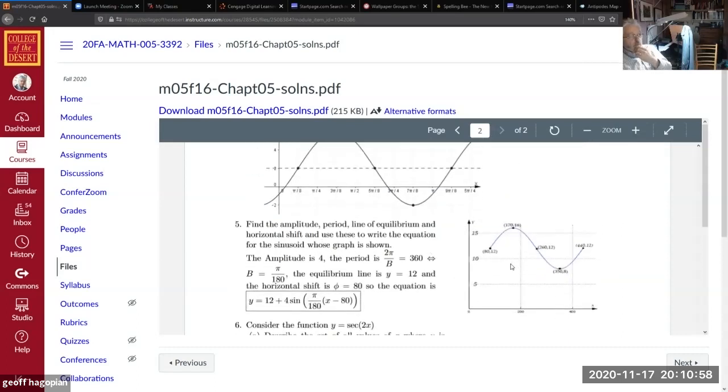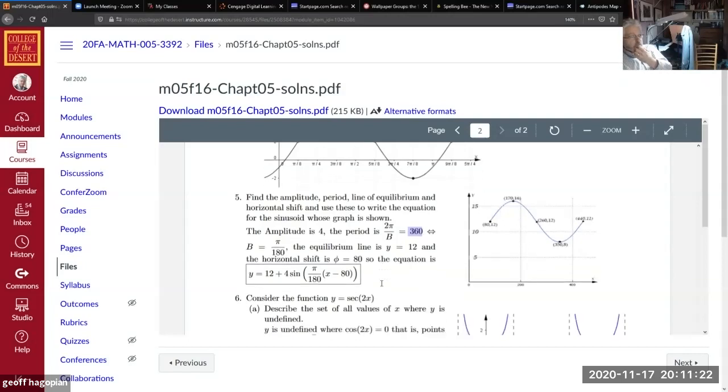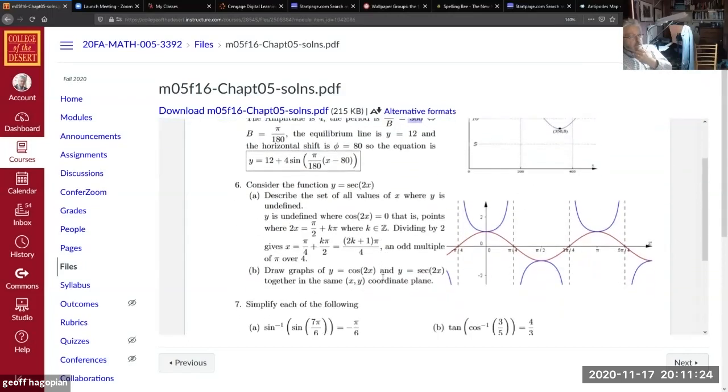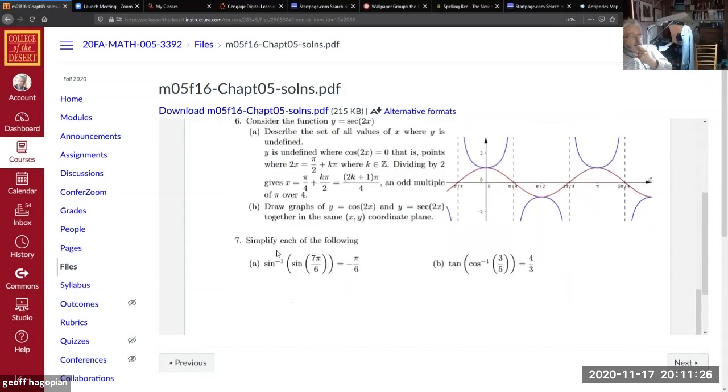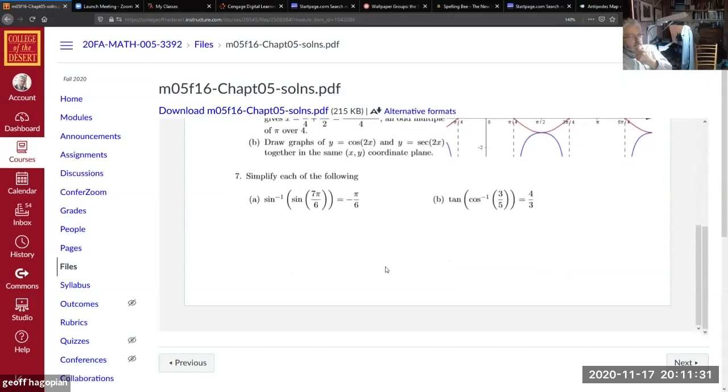And then it says, reverse engineer, right? So from the graph, get the equation. And we see that the amplitude is 4, the period is 360. That's 2 pi over b. That means that b is pi over 180. So you got to write 2 pi over b equals whatever the wavelength is and solve for b. Are we out of time? Oh my goodness. So here, then you got a graph of a secant and a couple of inverse things.